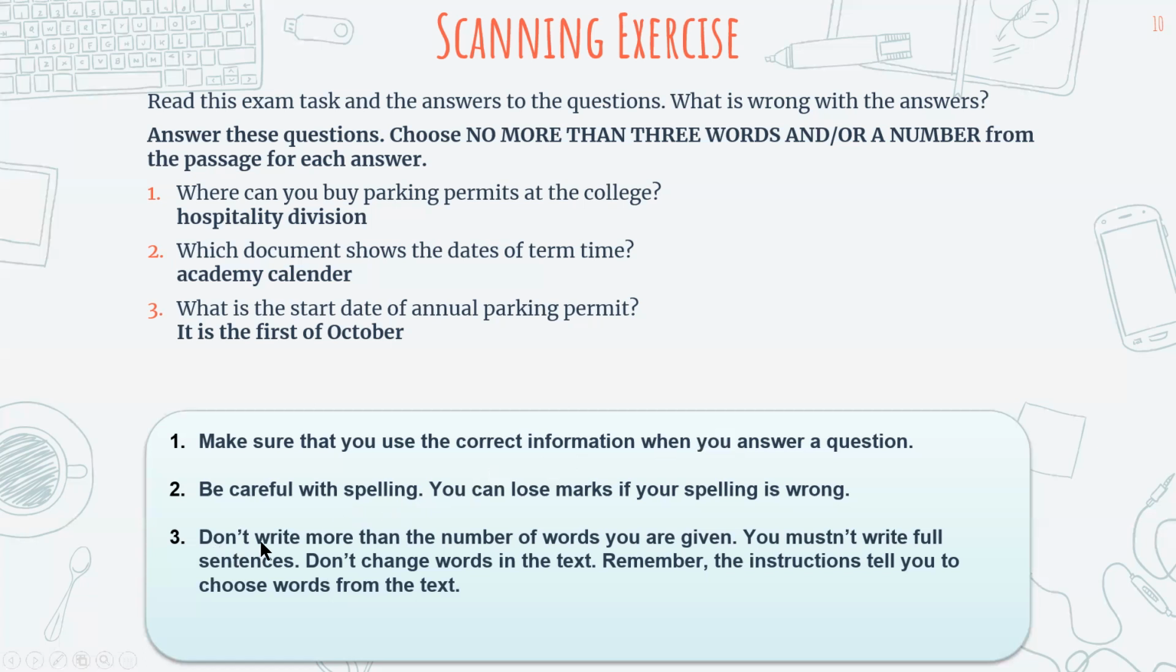Here it says don't read more than the number of words you're given. You mustn't write full sentences. Don't change words in the text. Remember, the instructions tell you to choose words from the text. Let's move on.